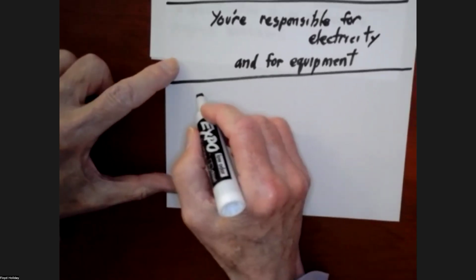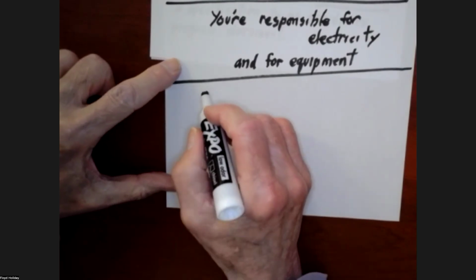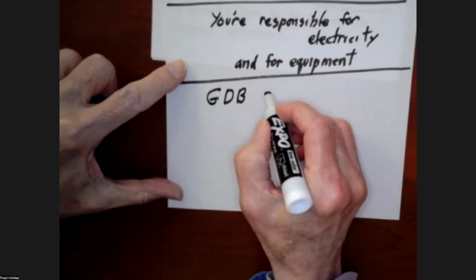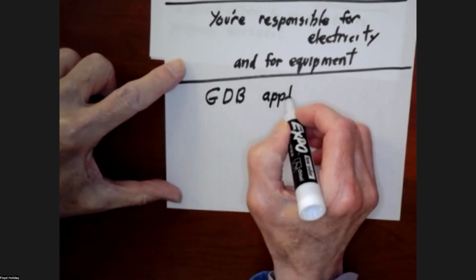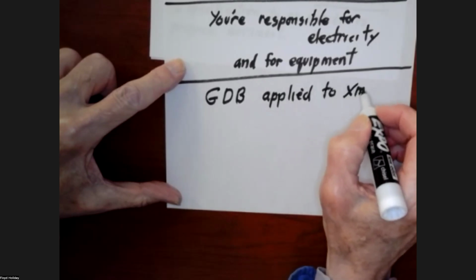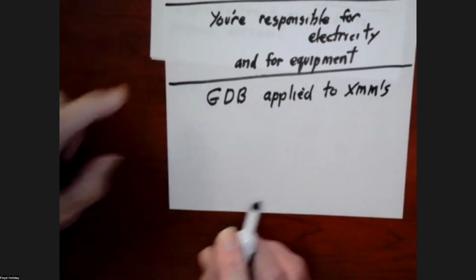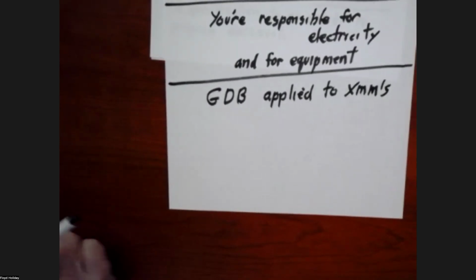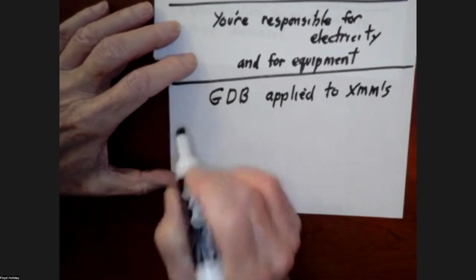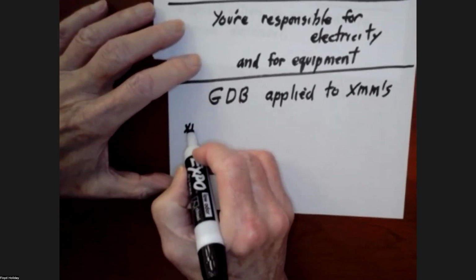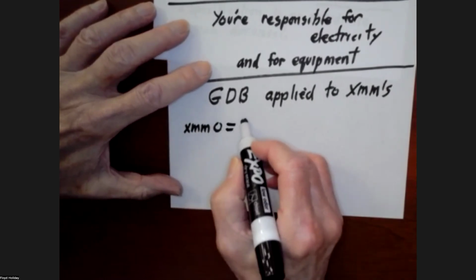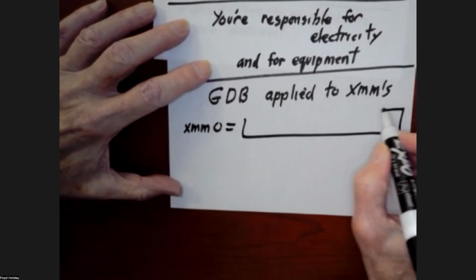Okay, let's go on to GDB. Apply to XMM. Okay. Well, the XMM, any one of the XMM registers, 0, for instance, has 128 bits in it.